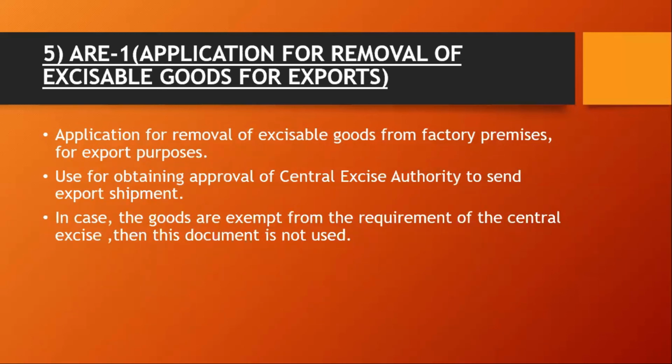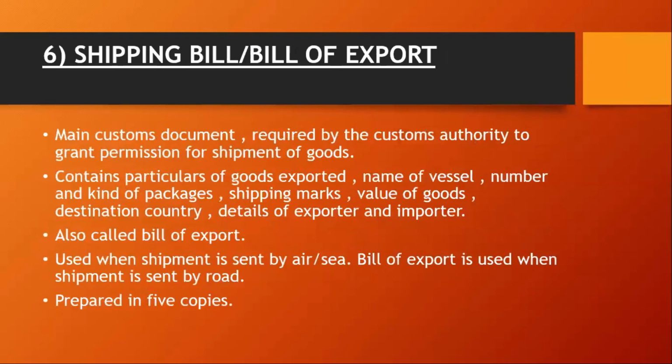Coming on to the next regulatory document, we have the Shipping Bill or Bill of Export. The Shipping Bill is the main customs document required by the customs authority for granting permission for shipment of goods. It contains particulars of goods exported, name of vessel, number and kind of packages, shipping marks, numbers, value of goods, destination country, and name and addresses of importer and exporter. It is also called Bill of Export.